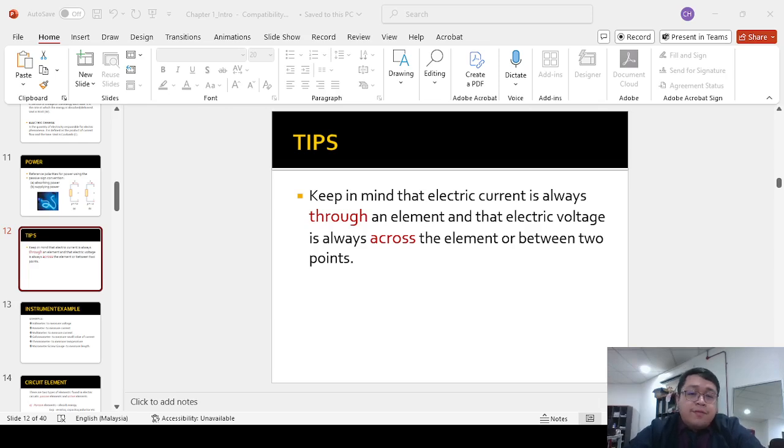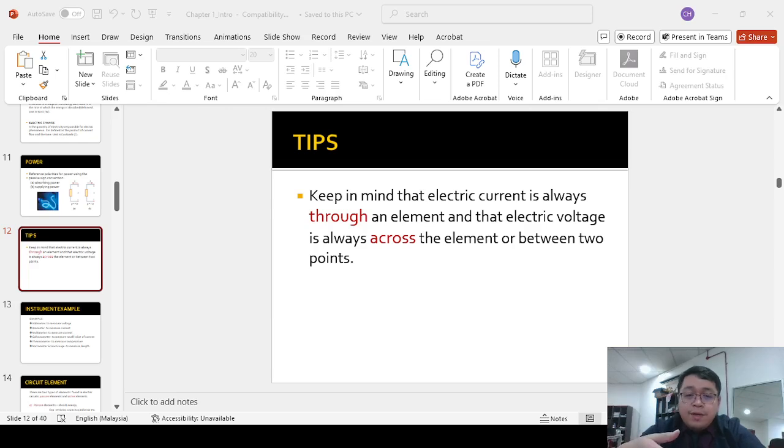Let's imagine an example for current. We use water flowing through a pipe as an example. The current is like the water flowing through the pipe. The water is going through the pipe, that is the current. While the voltage is like the difference in water pressure at the two ends of the pipe. So in a pipe, when water is flowing through, that is the current. But the pressure at the start of the pipe and at the end of the pipe has a difference in pressure. That is the voltage, if you can imagine.